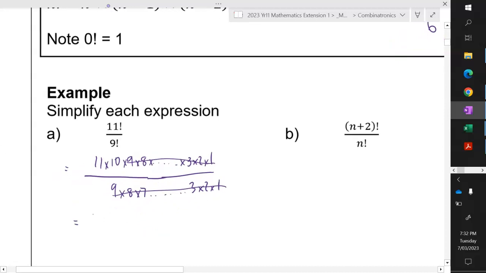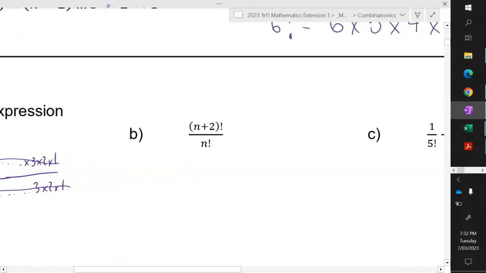And what we're left with on the top line is 11 times 10, which is equal to 110. So that's our answer to 11 factorial over 9 factorial. And you can check that on your calculator if you would like to. Now that's fairly straightforward. Let's have a look at B.